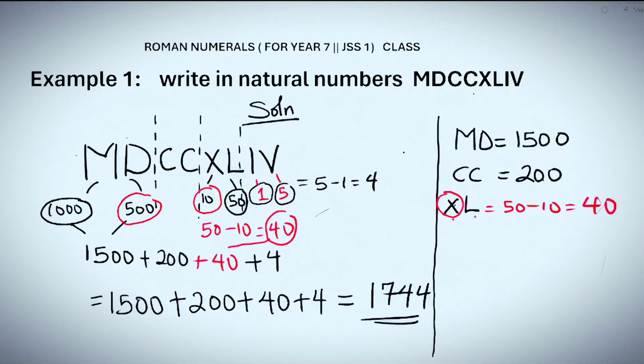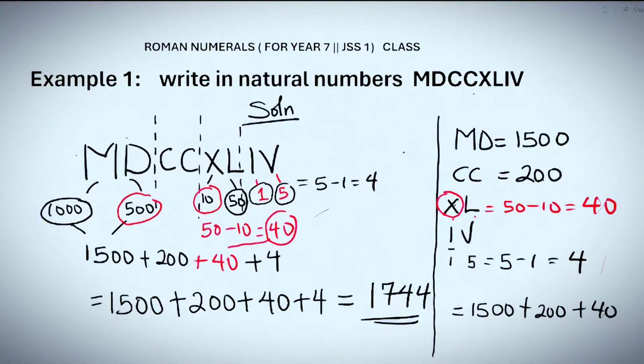40, right? And then what do we have? We have IV. Check further. We have IV. Right? I is a small number, which is 1. V is 5. So if we subtract that, 5 minus 1, we're going to have 4. So if we add all of them together, 1500 plus 200 plus 40 plus 4, we have 1744 as our answer. I hope you understand what we just did with this video.